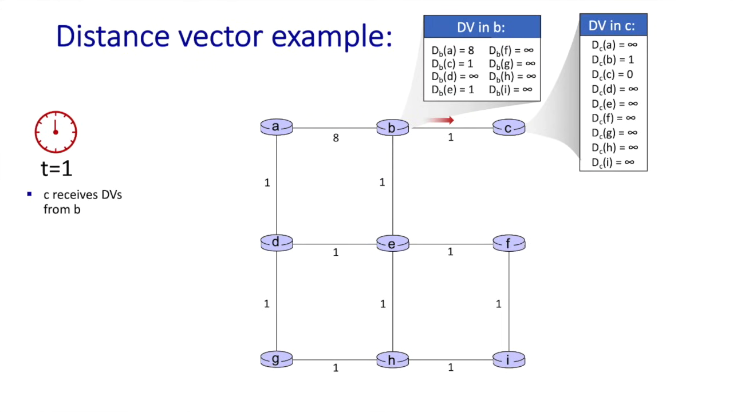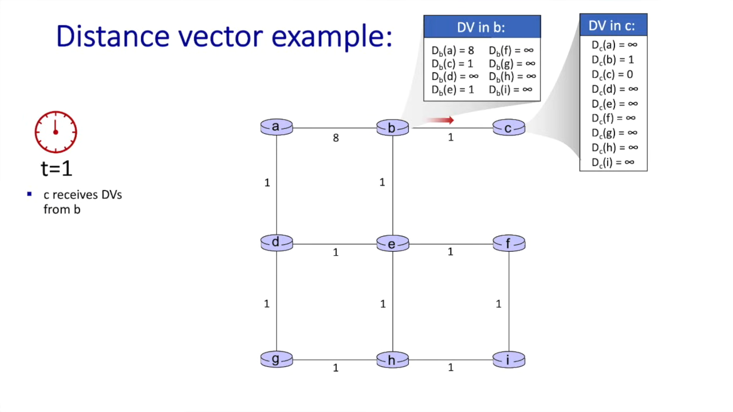Now let's take a look at node C, again at time t equals 1, and after C has received B's initial distance vector. Let's see how C recomputes its own distance vector, but before doing so, let's step back and take a look at the picture here and think intuitively about what B is telling C by sending its initial distance vector. Well, B is saying, hey, look, I can reach A at a cost of 8, and I can reach E at a cost of 1.